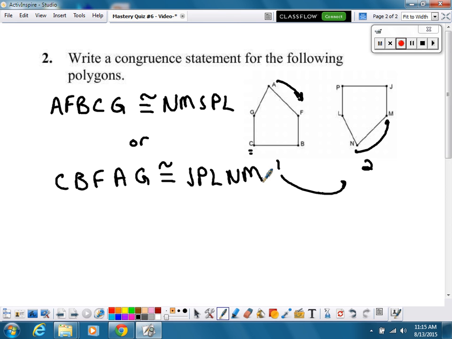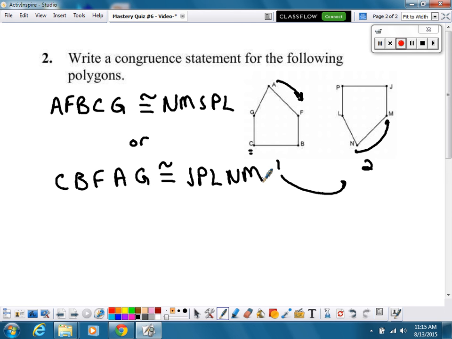And there are many, many other correct answers to this question. Just making sure that however you name your first shape will determine how you want to name your second shape. Just making sure the angles are in corresponding order. One other thing, when you're naming a shape like this, you want to take your points and name them in order. You don't want to be going back and forth.